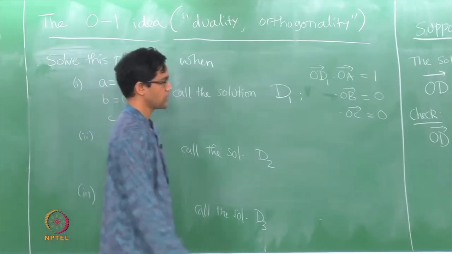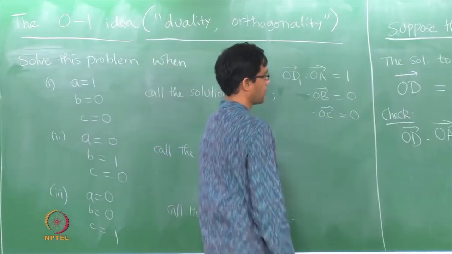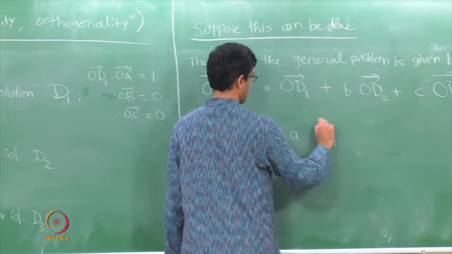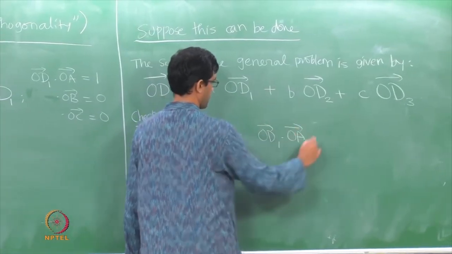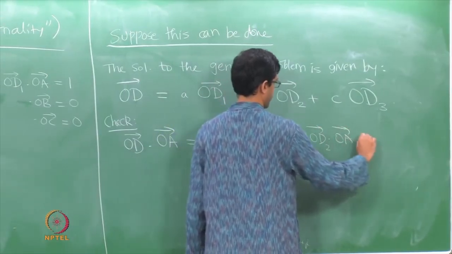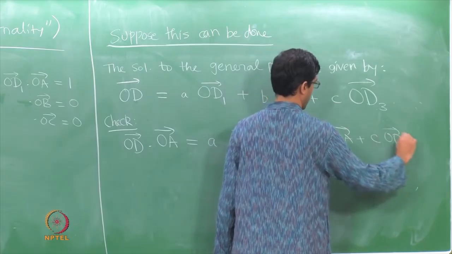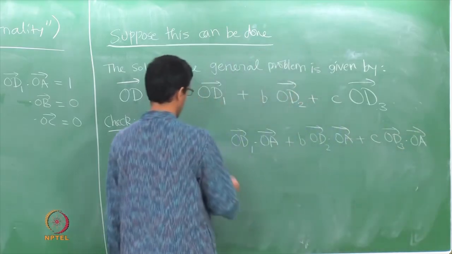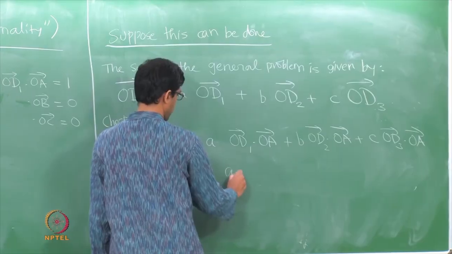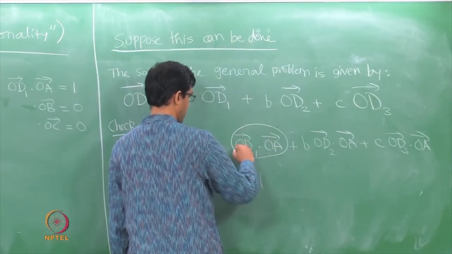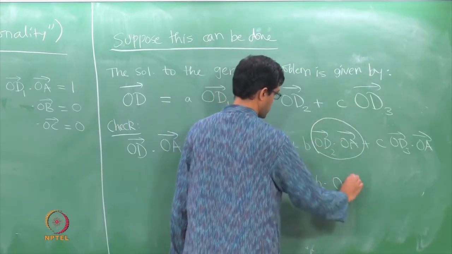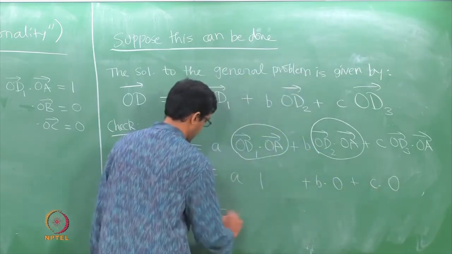That's what D1 does. So let's compute this. OD dot OA would be A times OD1 dot OA, B times OD2 dot OA, and C times OD3 dot OA. And observe that, by doing the same thing for D2 and D3, this dot product is a 1, while the other two dot products are in fact zeros. So it's plus B times 0 plus C times 0. So the answer is exactly A.